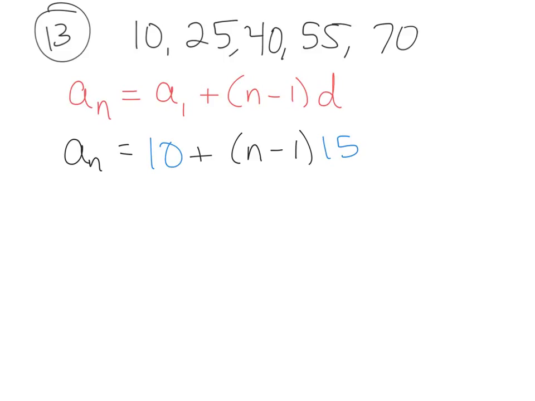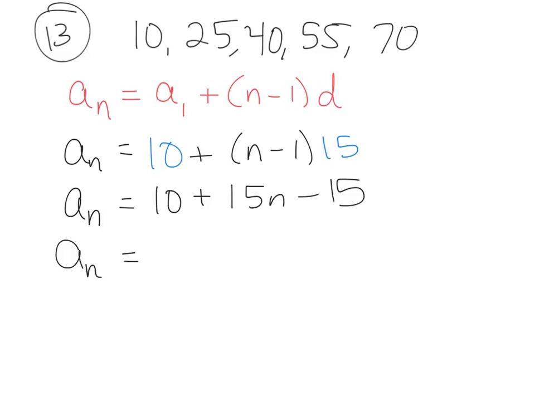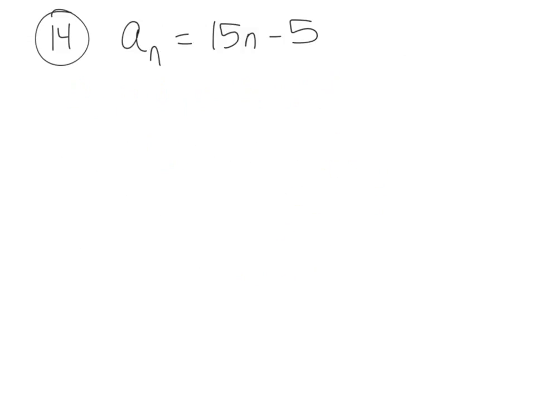Now, of course, I'm not done. I need to keep going with this to simplify things. So a sub n equals that 10, plus, remember to distribute that 15 through. So you're going to get plus 15n minus 15. Again, we want to clean this up because we can, and we get 15n minus 5, because we have a plus 10 and we have a minus 15. So 10 minus 15 would give me my negative 5.